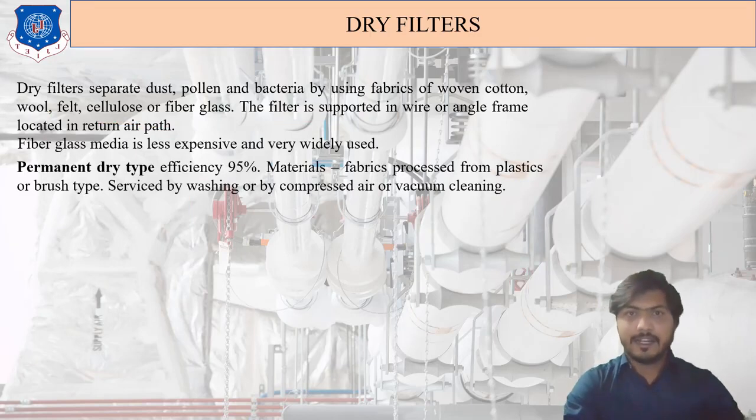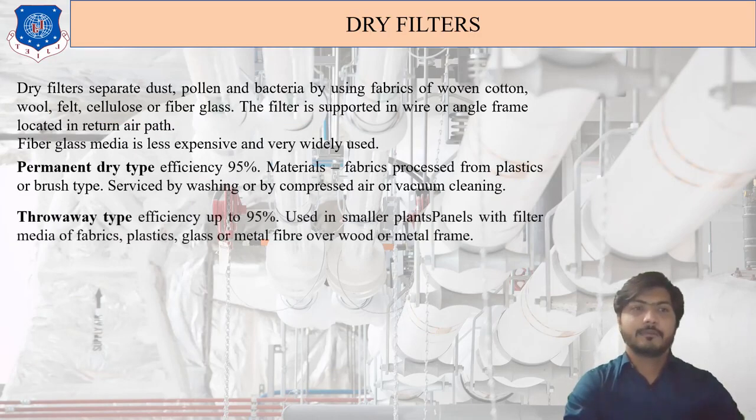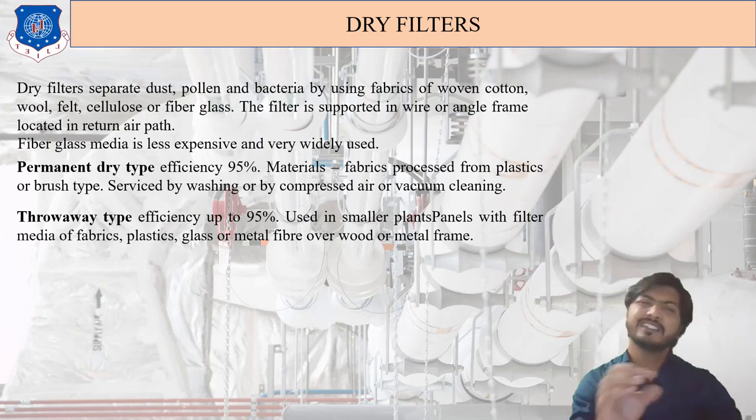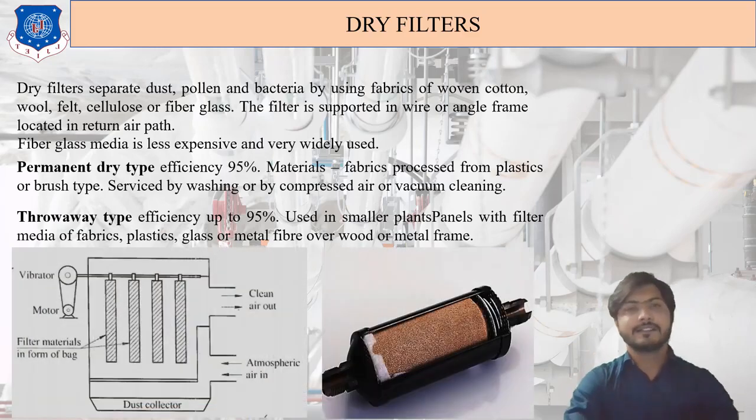So dry filters are of two types. Permanent dry filters, whose efficiency is 95%, with material of fabric, plastic or brush type. Throwaway bag types have efficiency up to 95%, used for small panels with filter medium of fabric, plastic, glass and metal fiber over wood or metal. Throwaway bag is a use-and-throw type of filter.